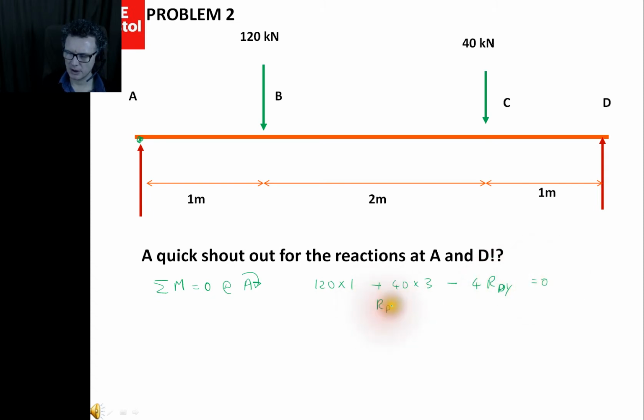So R_Dy equals what? 120 plus 120. I make that 240. 240 divided by 4 gives me 60. So that should be 60. Overall I've got 160 going downwards. So 160 take away 60. That should be 100. Okay, you should be able to do them that quick.